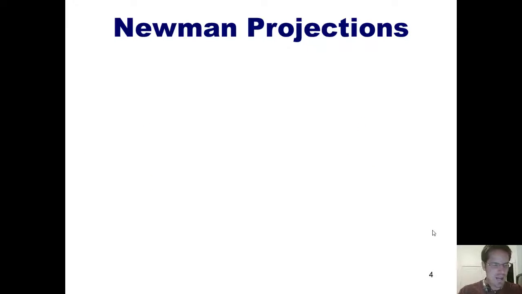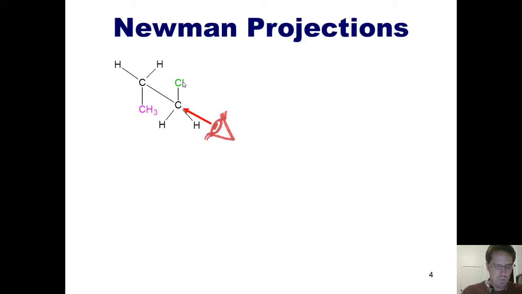Instead of ethane, we're now going to look at this molecule, which is 1-chloropropane. As you can see, its sawhorse representation looks just like ethane's, except that the back hydrogen right here has been replaced with a CH3, and the front one has been replaced with a chlorine. So I want you to imagine that you are a floating eyeball. If you were staring right down this bond here, what would you see? Well, I hope that you can imagine that what you would see would be something like this, shown right here.